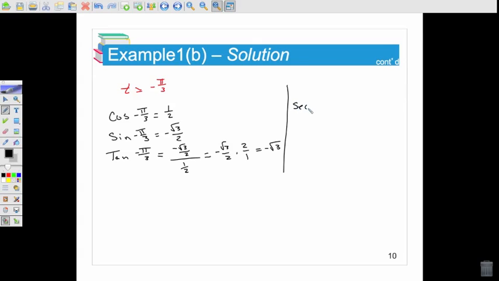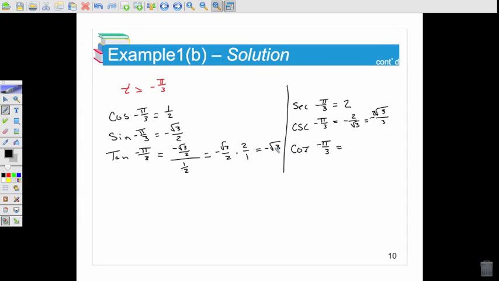Cosine is related to secant, sine is related to cosecant, and tangent is related to cotangent. Tack in my theta values here, negative pi over 3, and we're good to go. The reciprocal of 1/2 is 2. That's an easy one. The reciprocal of negative square root of 3 over 2 is going to be negative 2 over the square root of 3. Eek! Radical in the denominator. Negative 2 square roots of 3 over 3.